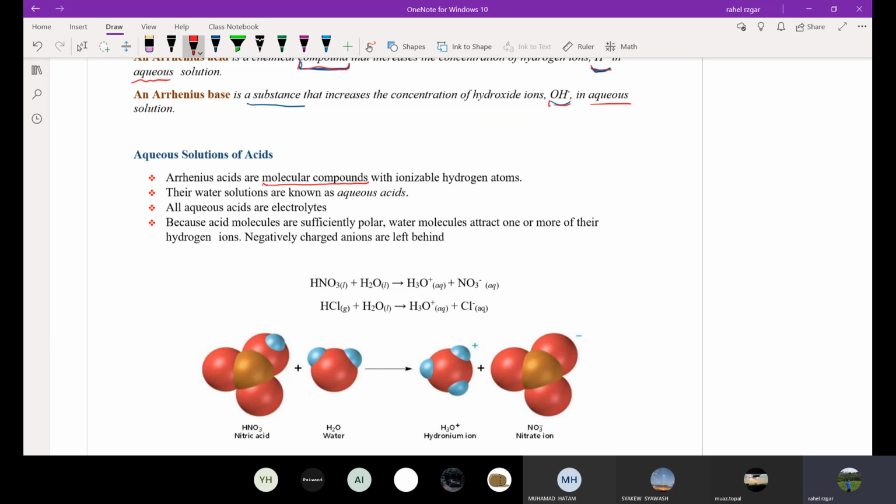If they are molecular compounds and they form ions, so they are ionizable, they ionize one of their hydrogens. So they lose one of their hydrogens. They separate one of their hydrogens.